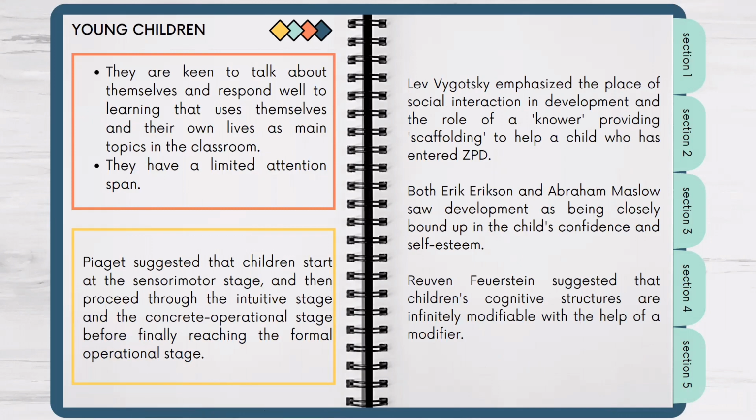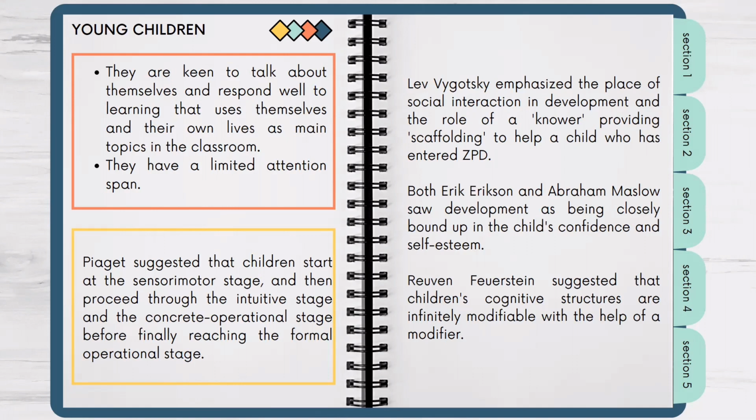Various theorists have described the way that children develop and the various ages and stages they go through. We have already discussed Piaget, but as a review, Piaget suggested that children start at the sensory motor stage and then proceed through the intuitive stage and the concrete operational stage before finally reaching the formal operational stage where abstraction becomes increasingly possible. Second, we also have Leo Vygotsky.